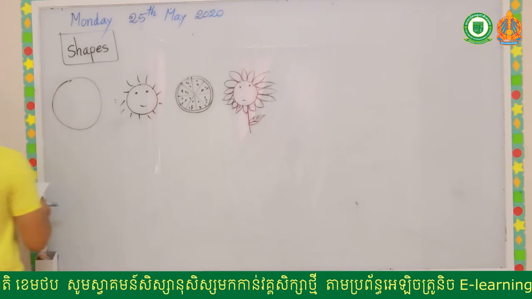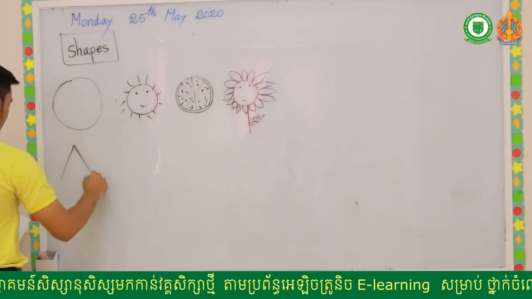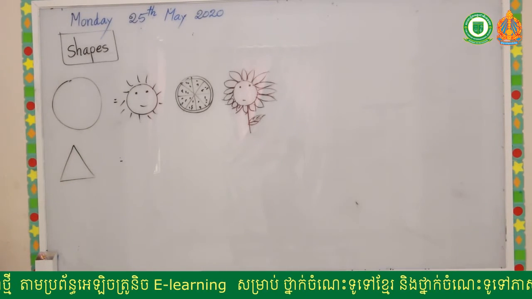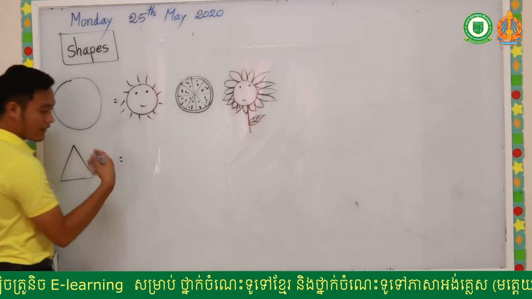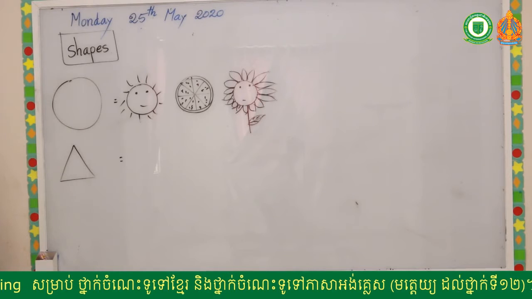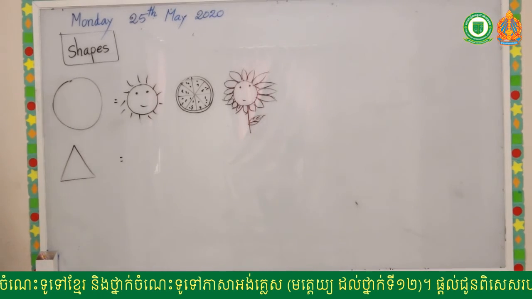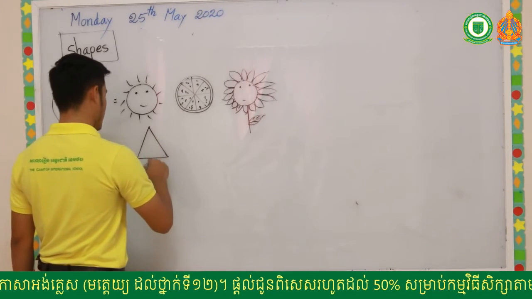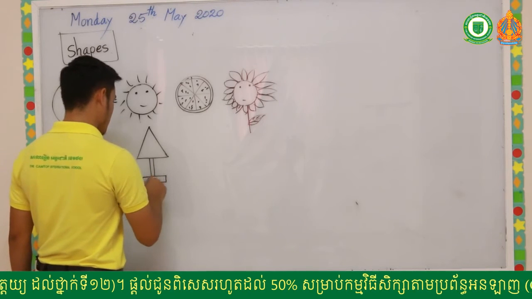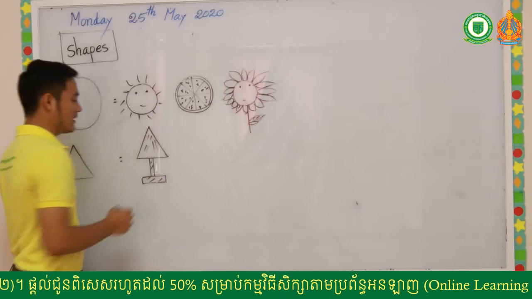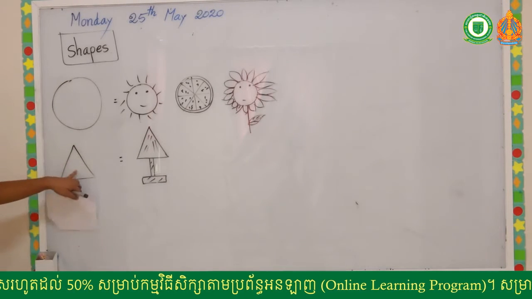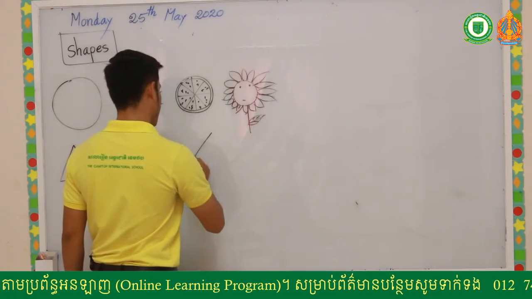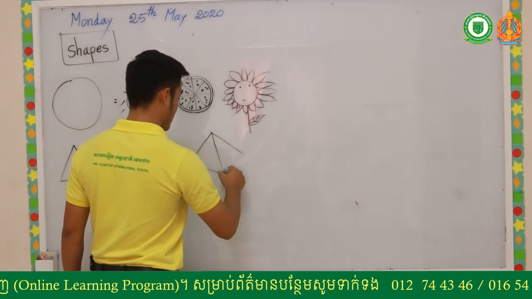I want you to use the shape of this one. What's this? Triangle. So how can you turn a shape into things? What things can you find from the shape of a triangle? Yes, of course. In your exercise, I drew trees, right? So this one is a tree. Tree is the shape of a triangle. Good. What about more? The next one is, look at this. What's this?